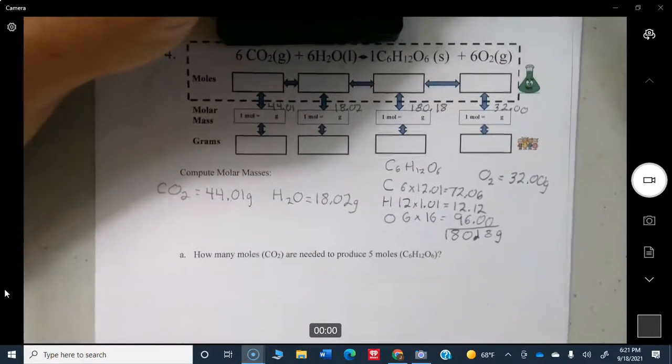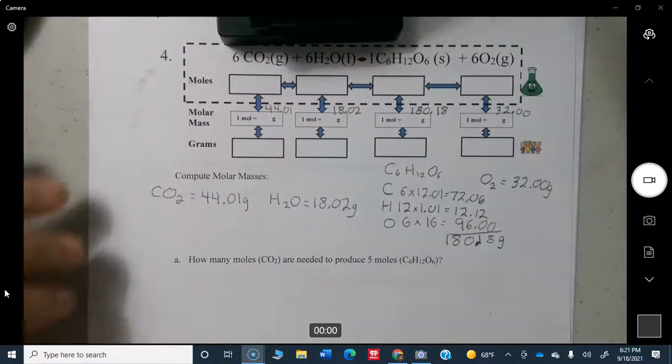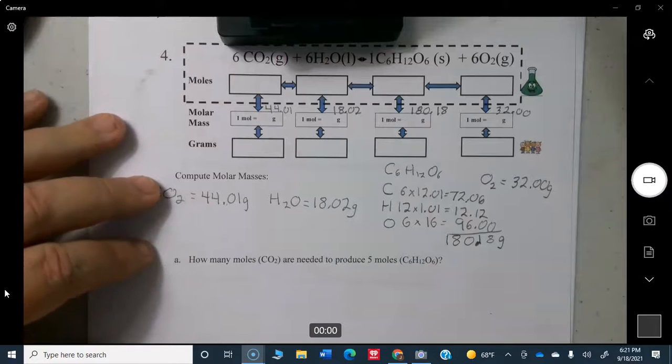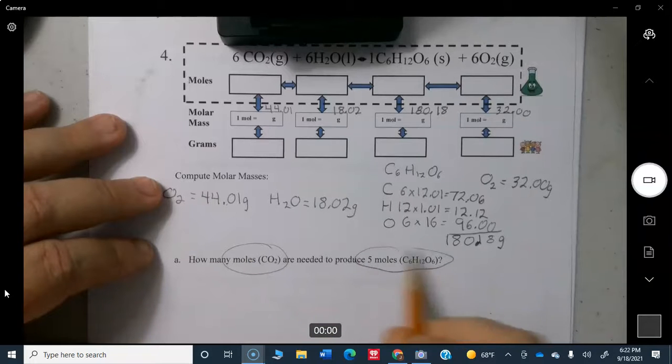How many moles of CO2 are needed to produce 5 moles of sugar? I'm just going to call it sugar. There's a couple of different types of sugar that have the same chemical formula. We'll talk about that at another time. All right, so here's moles of CO2, which is what we're looking for, and this is what we're given to start with. Okay, and we start with this.